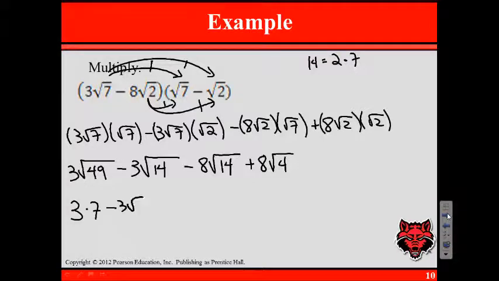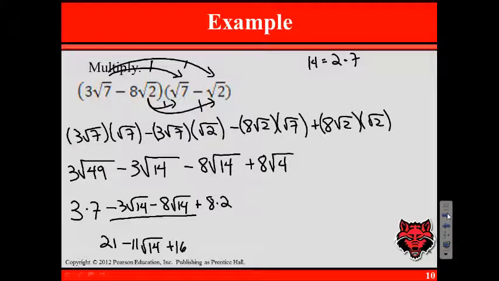So minus 3 square root of 14 minus 8 square root of 14 plus the square root of 4 is 2. So the last term becomes 8 times 2. We continue to simplify. 3 times 7 is 21. We can combine our like radicals in the middle. That will give us minus 11 square root of 14. And at the end, 8 times 2 is 16, so plus 16.